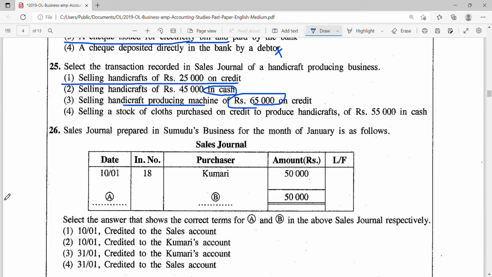Selling a stock of clothes purchased on credit to produce handicraft of rupees 55,000 in cash. So again here you are selling a stock of cloth, not your output. The cloth that you purchased to produce handicraft but you didn't produce it, you are just selling the cloth itself. So that is not necessarily the revenue of the handicraft producing business. It could be sundry sales or so. So for this, the correct answer is answer 1.